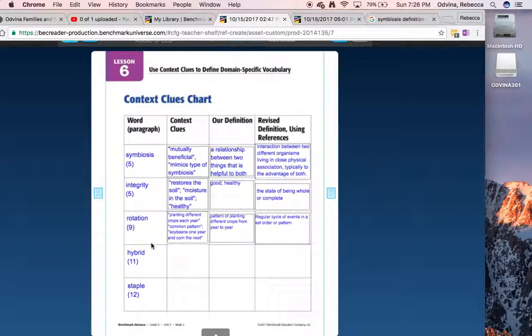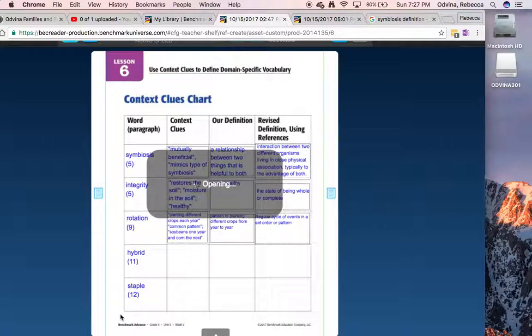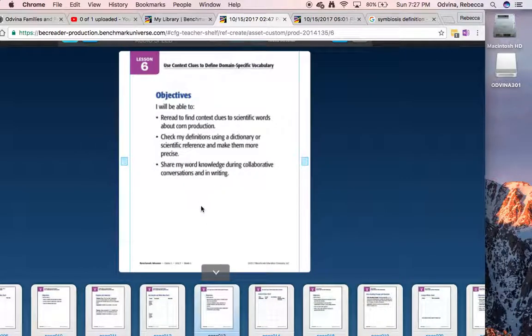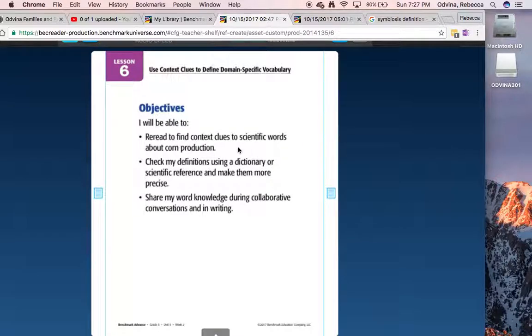Okay, boys and girls, you have your job, and I'll see you soon up at the podium. Remember, our objective is, this is taking a bit longer than I expected. I will be able to reread to find context clues to scientific words about corn production, check my definitions using a dictionary or scientific reference and make them more precise, and share my word knowledge during collaborative conversations and in writing. I expect to see some of these words in your writing. See you at the podium.